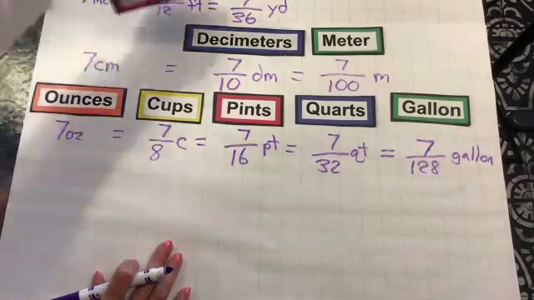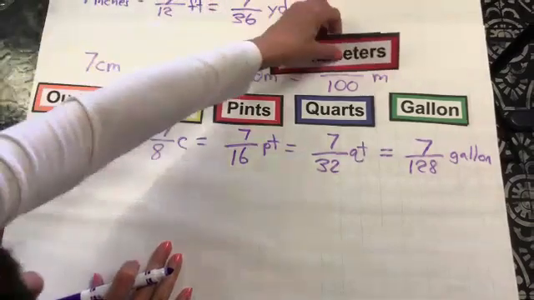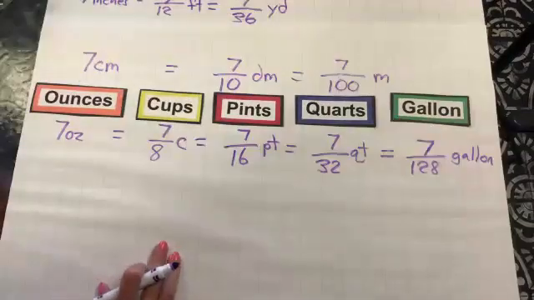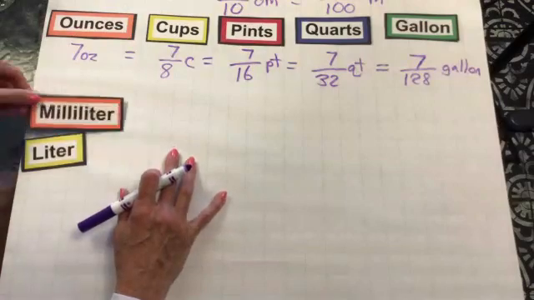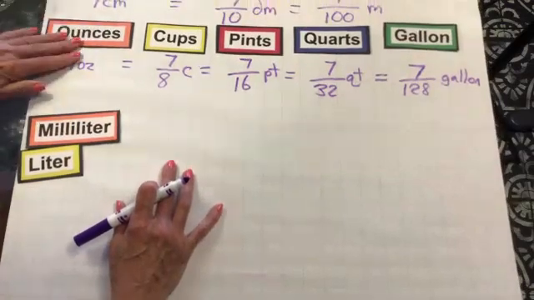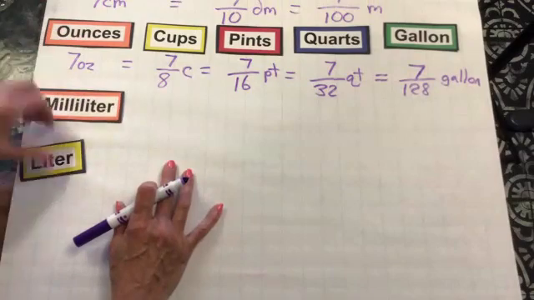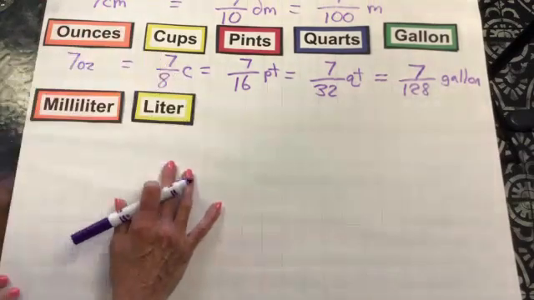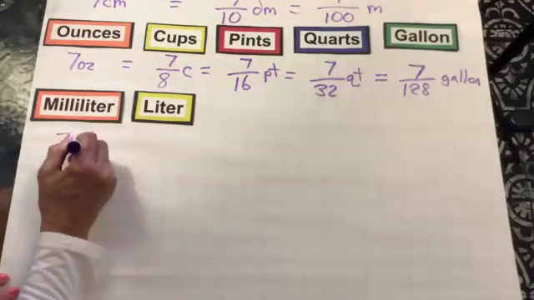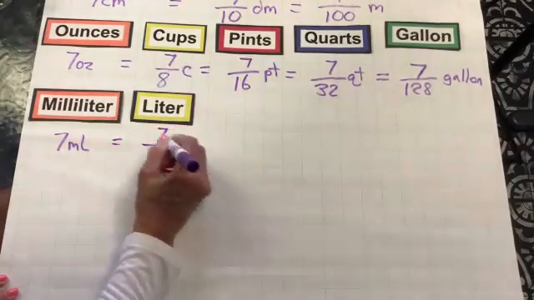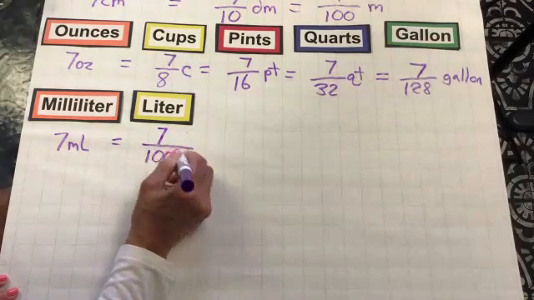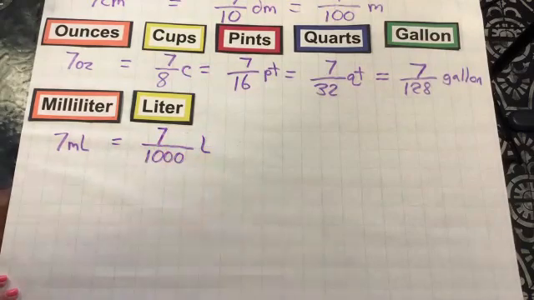So let's move on to the next one. I got to take these off so they don't fall off my table. All right, here we go. Now we're going to do metric. So this is standard form. This is metric. All right, so if we have 7 milliliters, that is equal to 7 out of 1,000 liters. And there we have it.